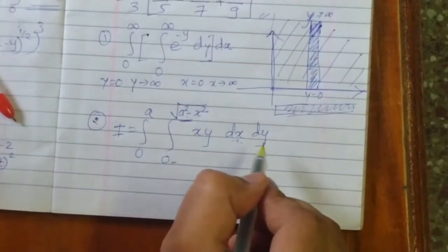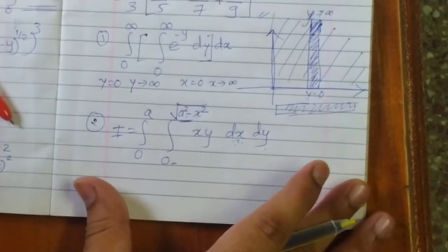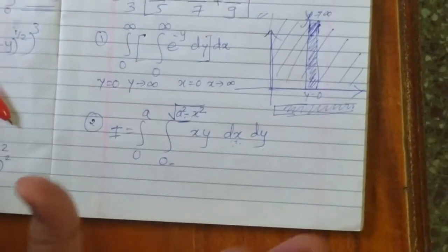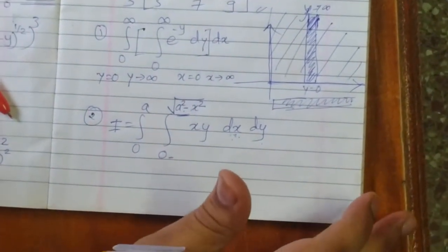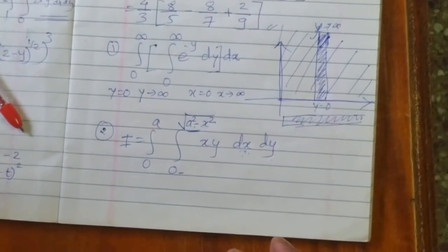Hence first we will integrate with respect to y and then with respect to x. So draw the region of integration and evaluate. In the next lecture we will discuss double integration, or double integral represented in terms of polar coordinates. Thank you very much.